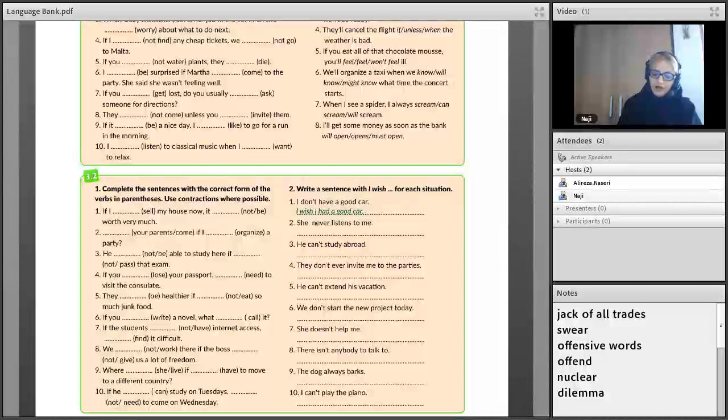Number nine, where would she live if she had to move to a different country? Number 10, if he could study on Tuesday, he wouldn't need to come on Wednesday. Okay?